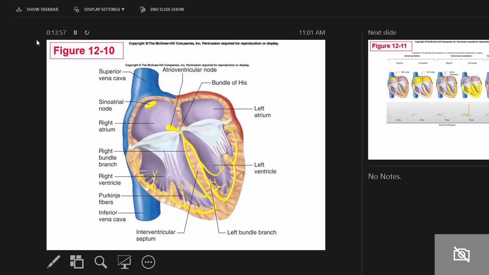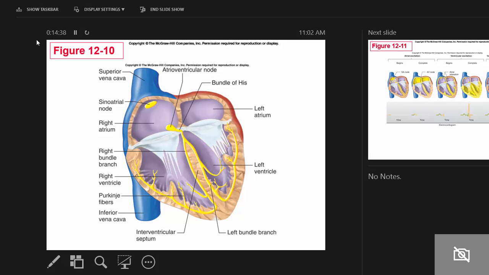All right? So you've got the SA node, the AV node, the bundle of His, the right and left bundle branches, and the Purkinje fibers that innervate everything. And the Purkinje fibers only innervate the ventricles. You don't have Purkinje fibers in the atria. I mean, they go up to the top, but remember, this is insulated, so it doesn't matter. The Purkinje fibers don't actually come into the atria. They're like two separate sets of pumps: the atria, and the ventricles. Does that make sense to everybody?